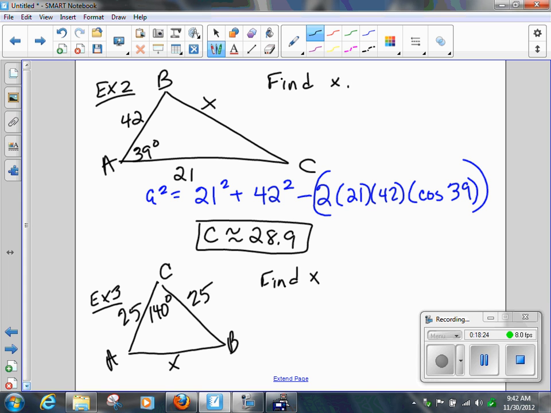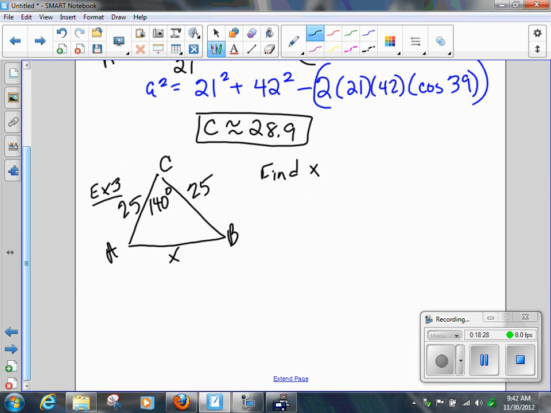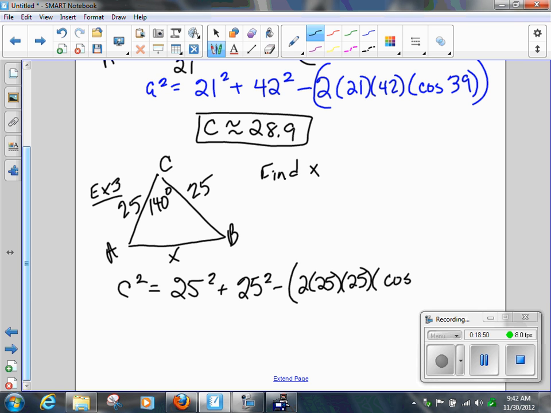It's all calculator work, folks. It's all calculator. All right, the formula for this, which side are we finding in example 3? C. So we'll use c squared is equal to, all right, here we go. 25 squared plus 25 squared minus 2 times 25 times 25 times the cosine of 140. Right on? Yep.